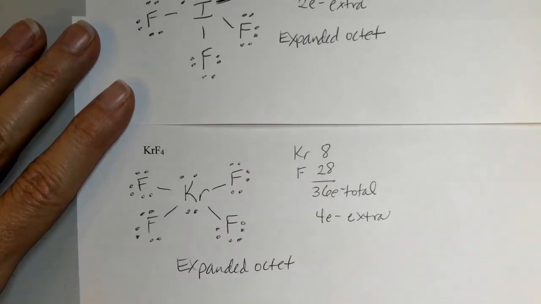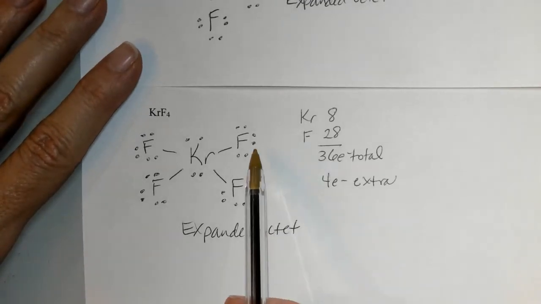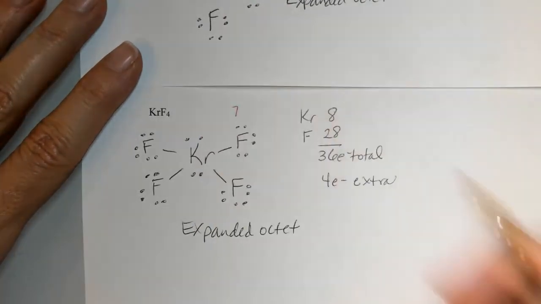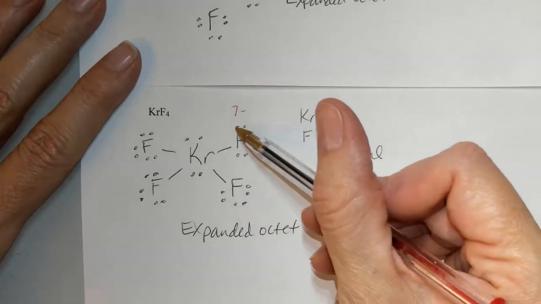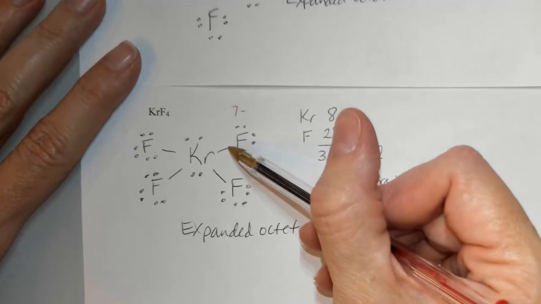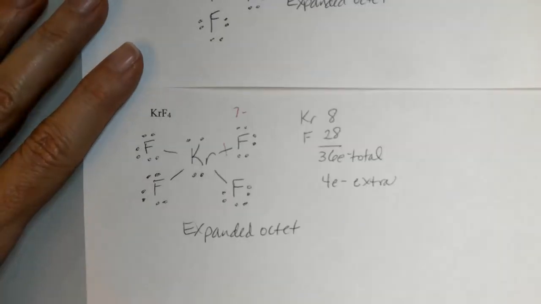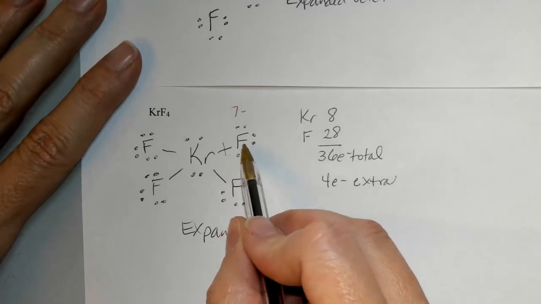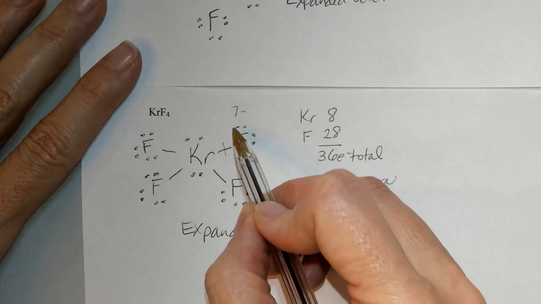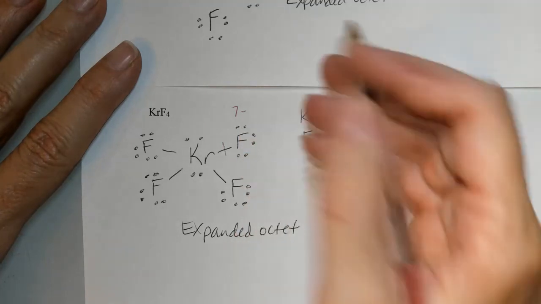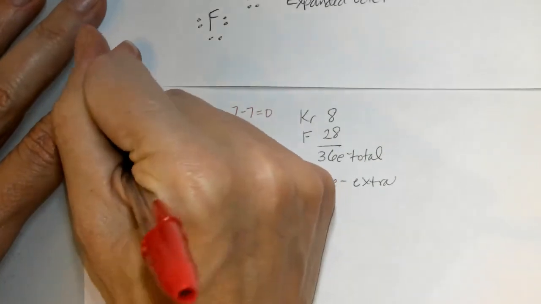All right, so formal charge, just to review that again really quick. You take your valence electrons, so for fluorine that is 7, and you subtract 1 for each lone electron and 1 for each bonding pair. So basically you're taking the bond and splitting it in half. One of those electrons counts for the fluorine and the other one counts for the krypton. So fluorine: 1, 2, 3, 4, 5, 6, and 7. So 7 minus 7 gives me a 0. And that's true for all of the fluorines.